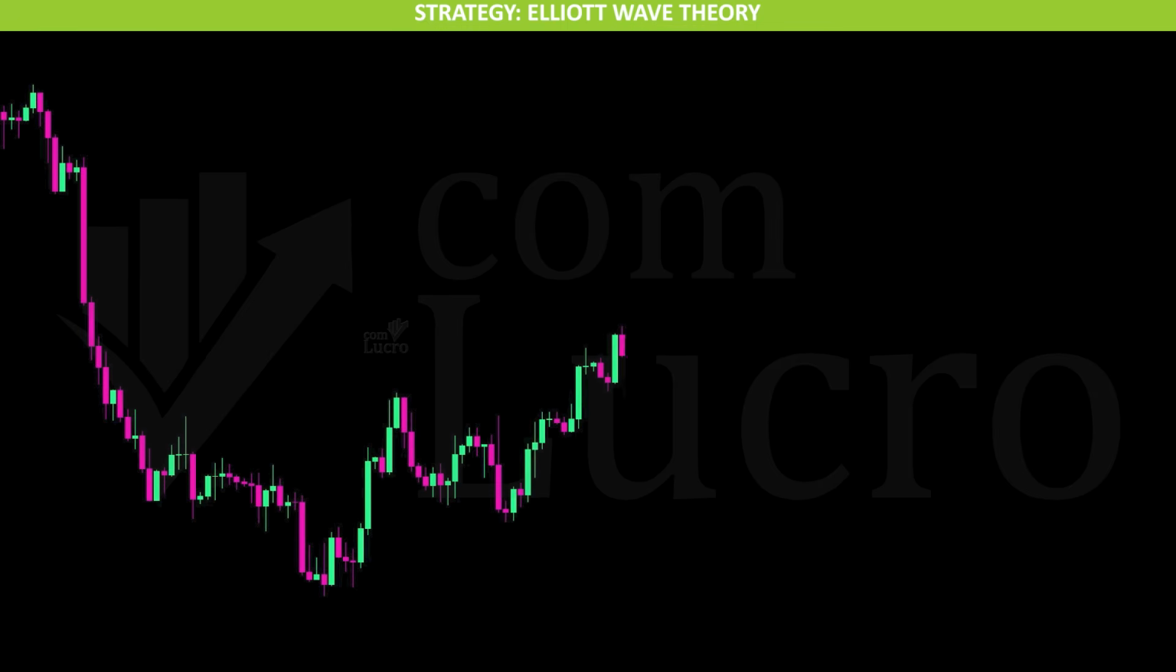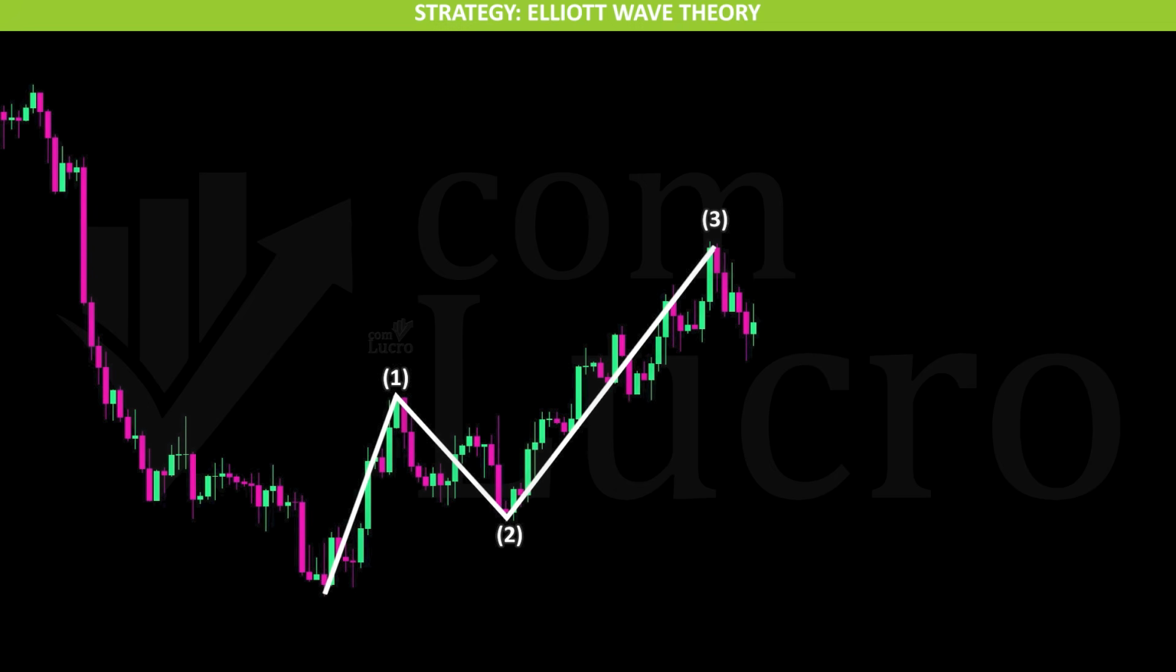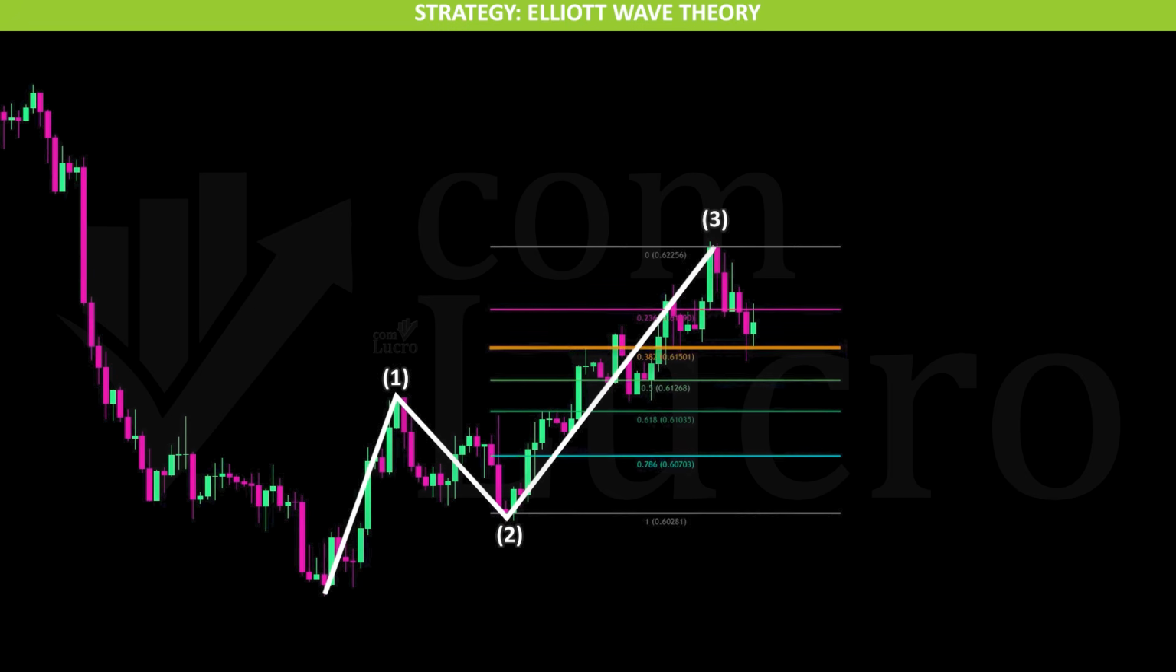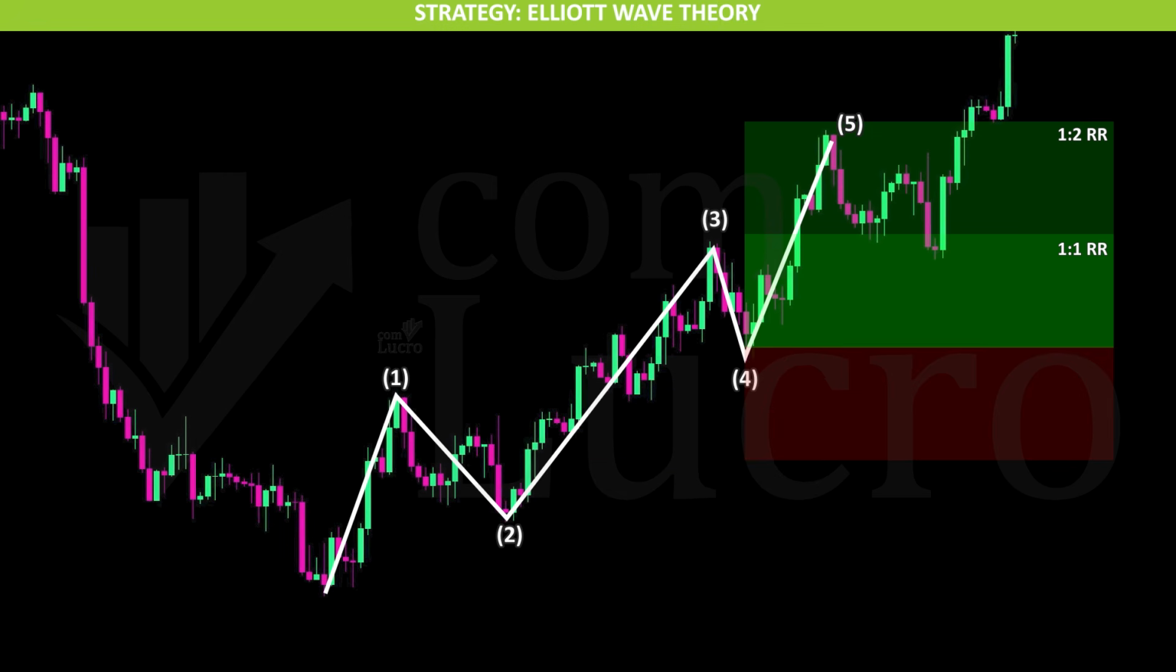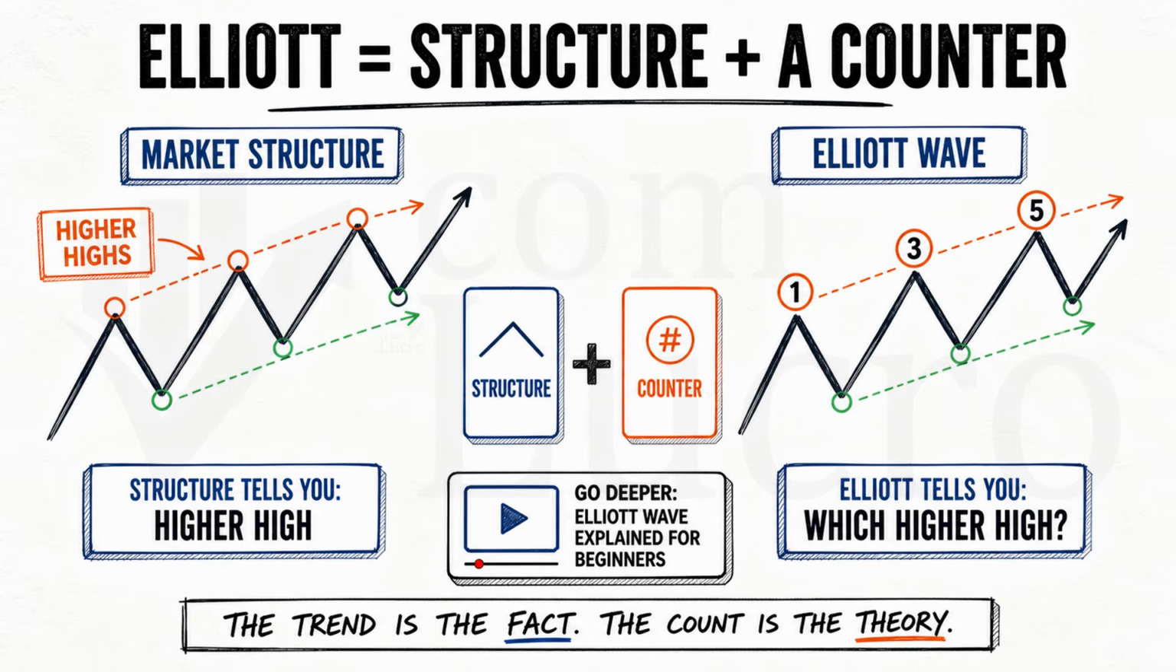In this chart, price resembles a possible 1, 2, 3 Elliott wave. Based on the theory, wave 4 tends to pull back to the 0.382 level before continuing upward, so that pullback can be used as a potential buy entry. If you want to go deeper, we have a full video, Elliott Wave Explained for Beginners, here on the channel.